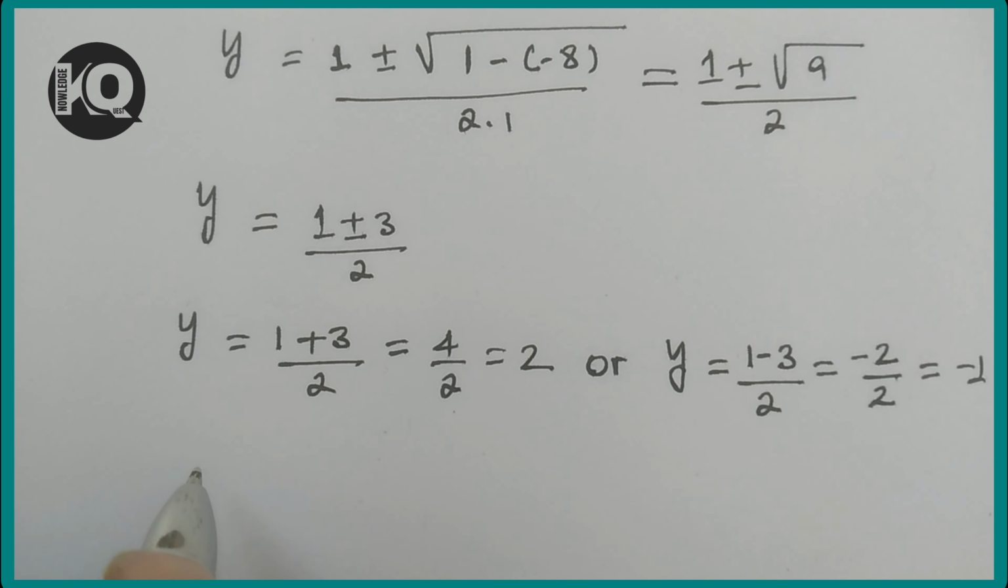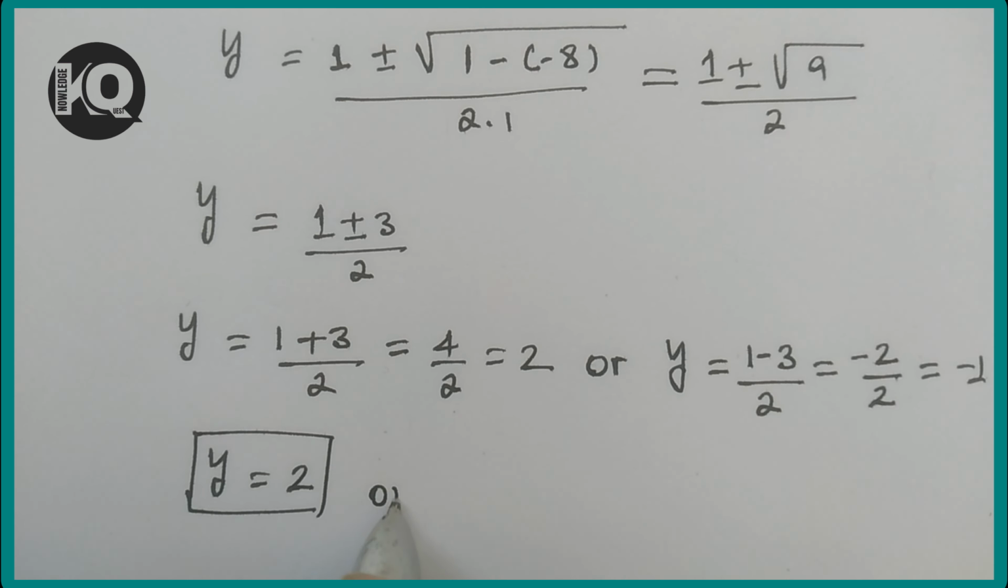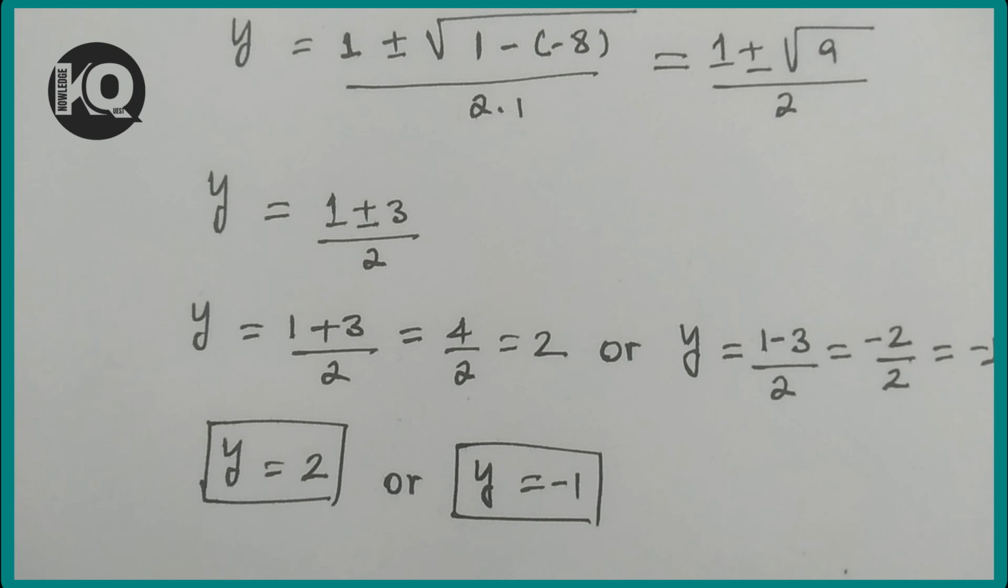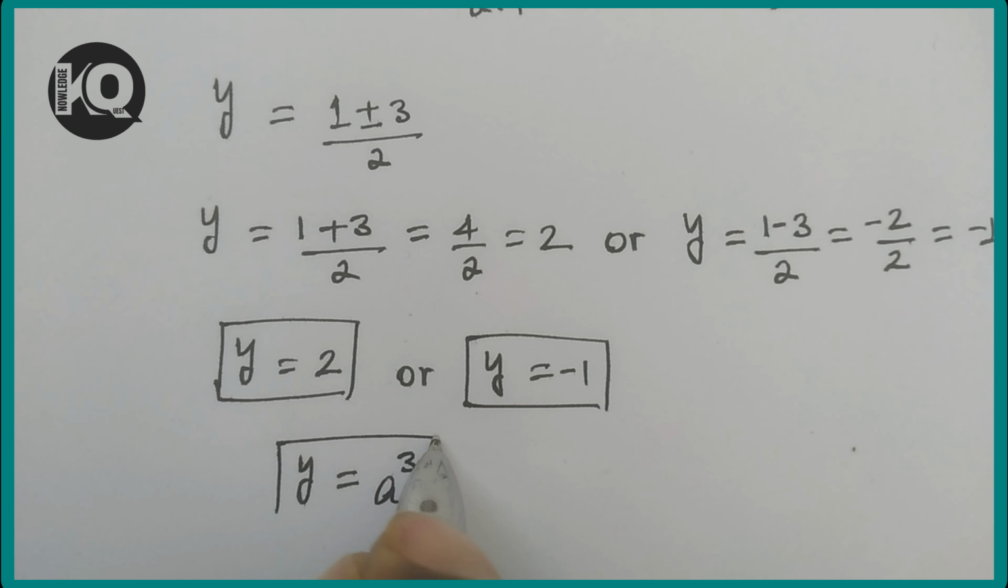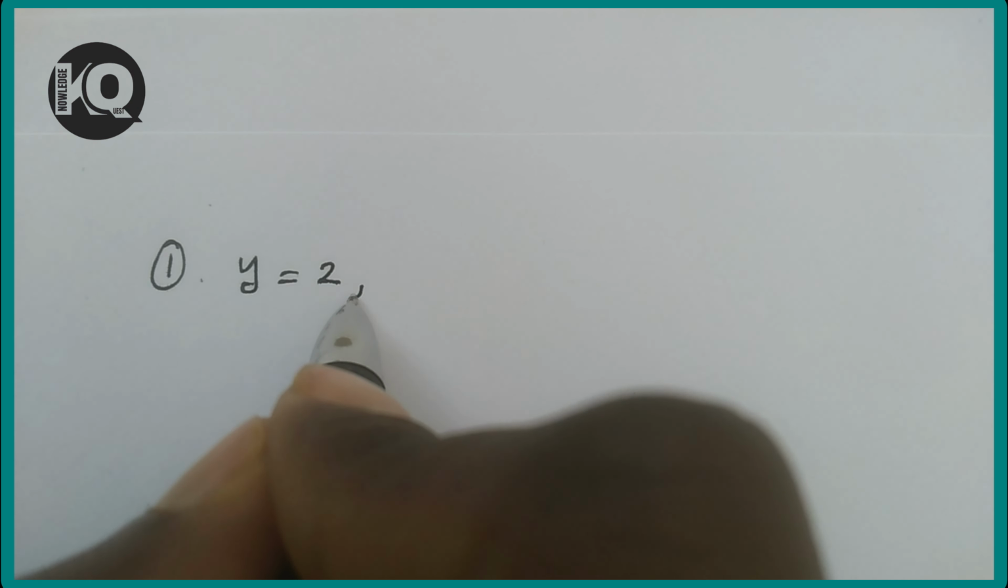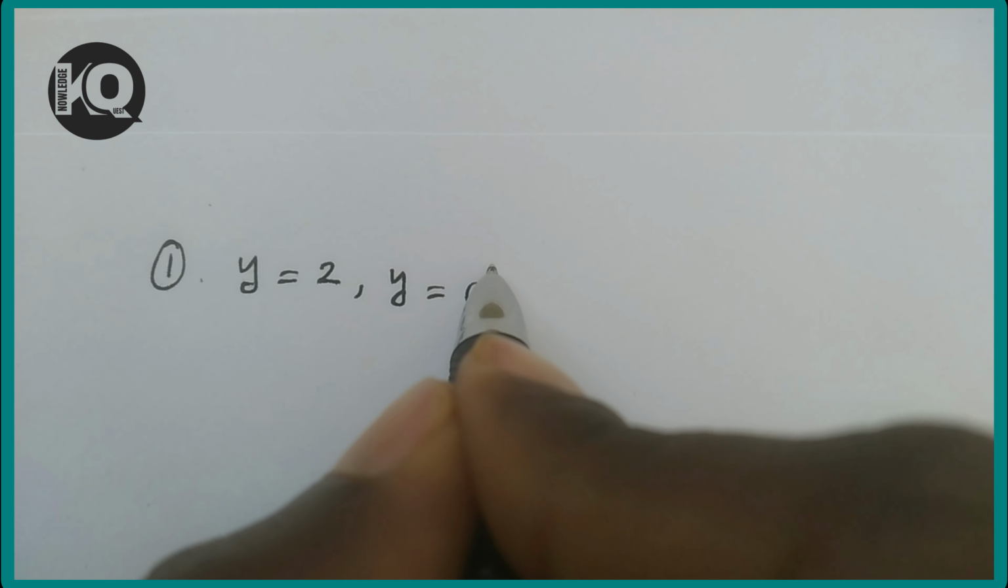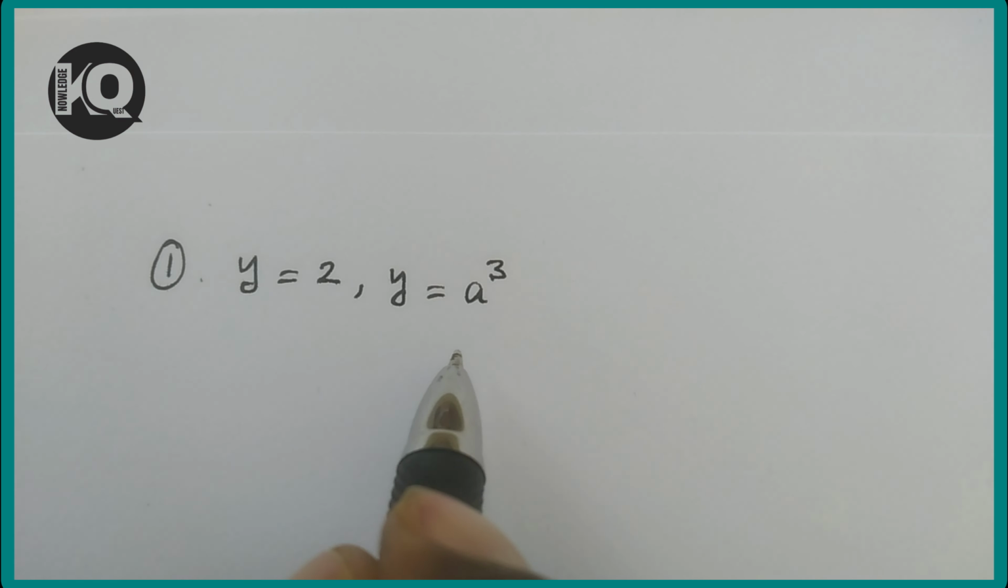So we have two values: y is equal to 2, or y is equal to minus 1. But y is equal to a power of 3. So let's substitute each value of y into this equation. For case 1, we have y equal to 2 and y equal to a power of 3. So let's equate.